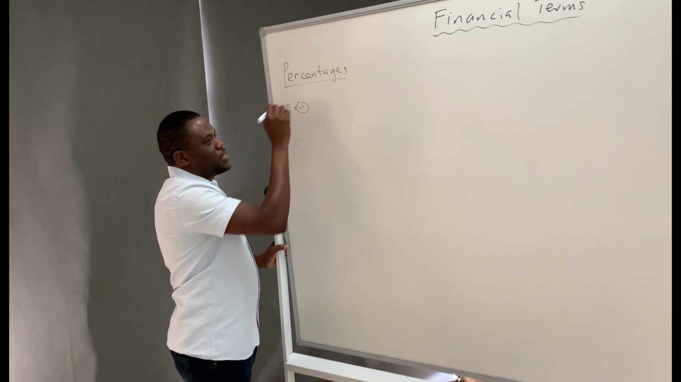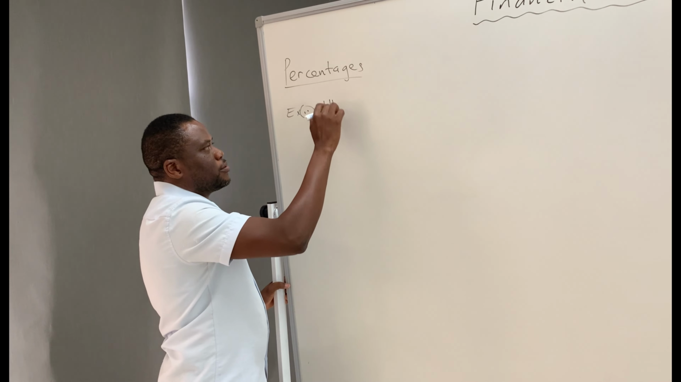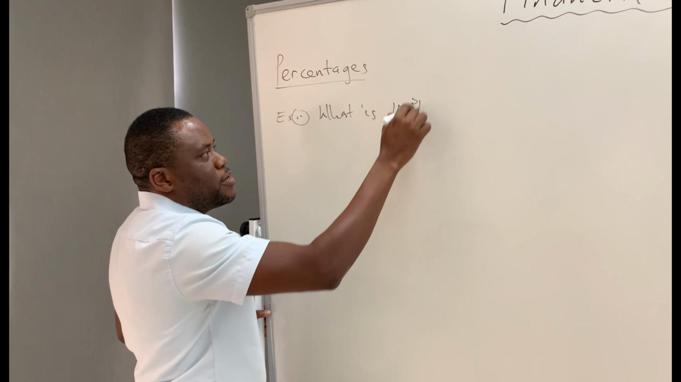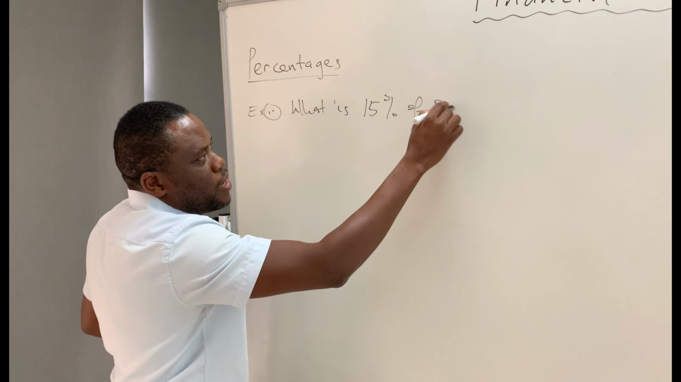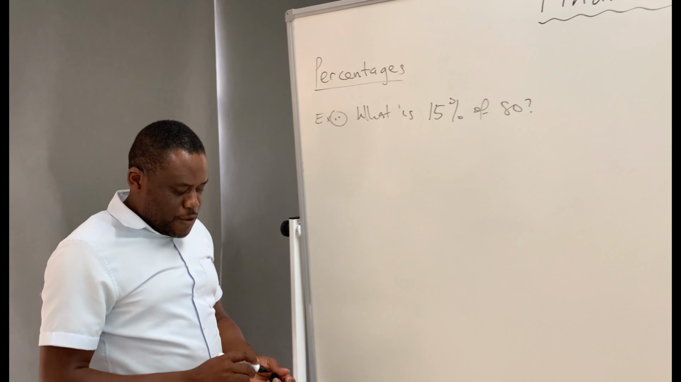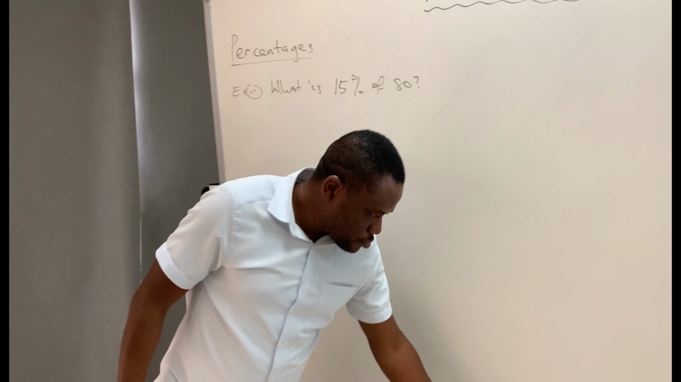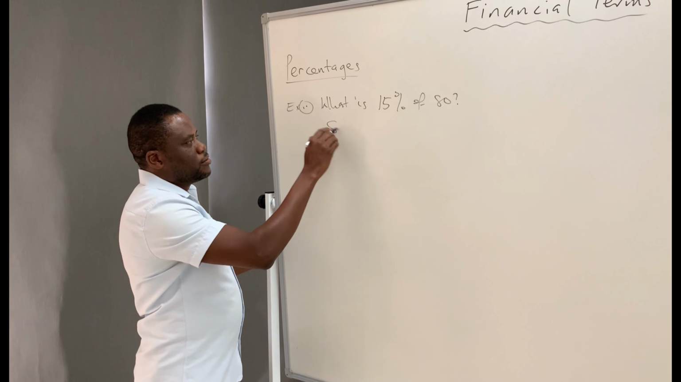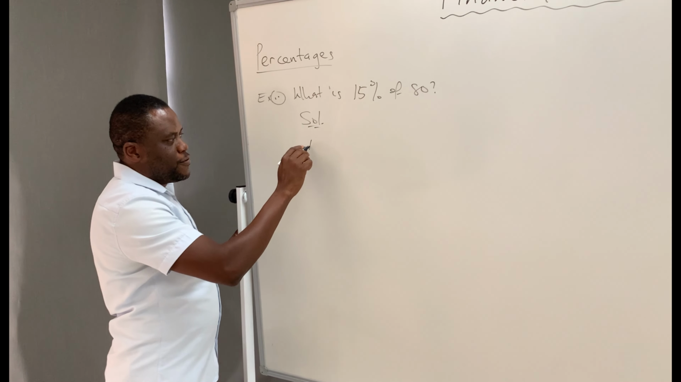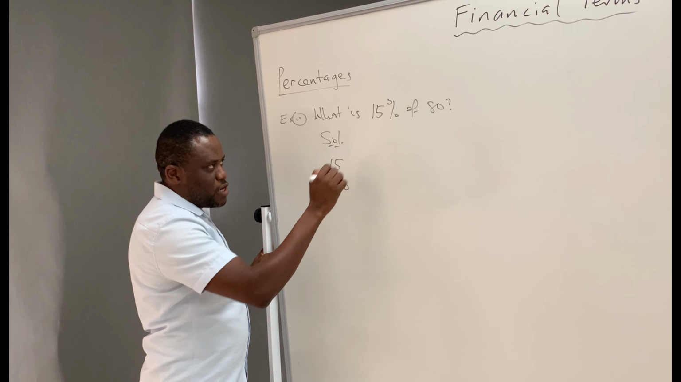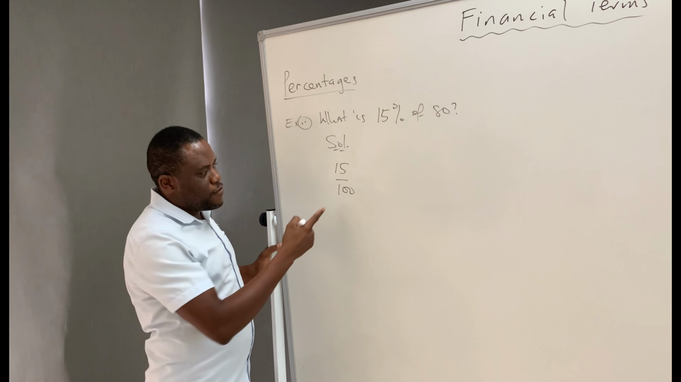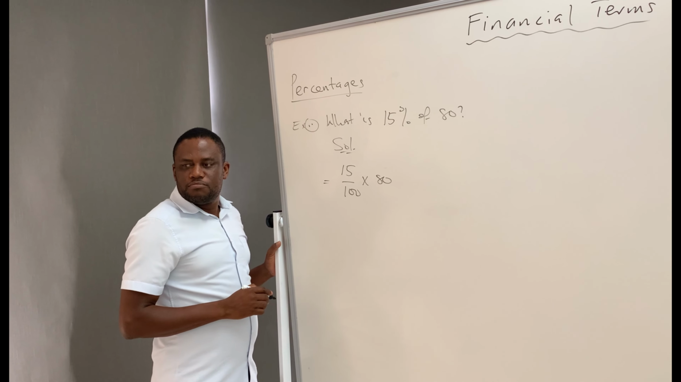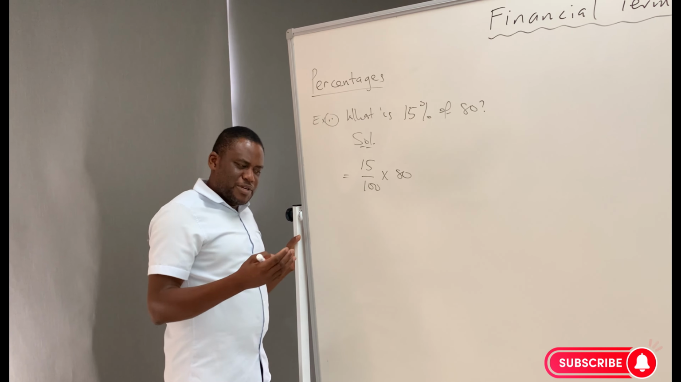Example 1. The question says, what is 15% of 80? So this is a very nice question. Solution: 15 out of 100, but percent means out of 100, right? 15 out of 100 times 80. Very easy. 15% of 80.